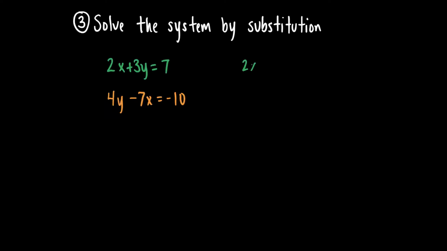All right, so let's get x by itself here in this first equation. So 2x plus 3y equals 7. And we're just working to get x by itself here. So let's subtract 3y from both sides.